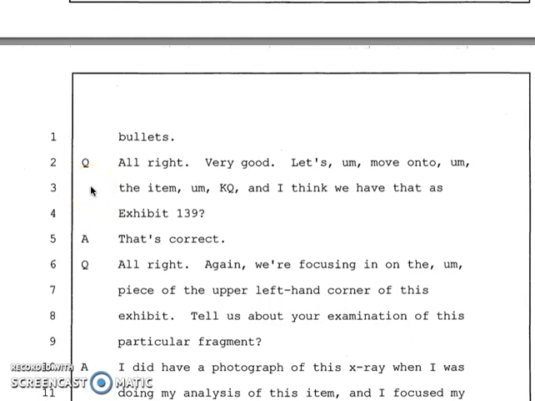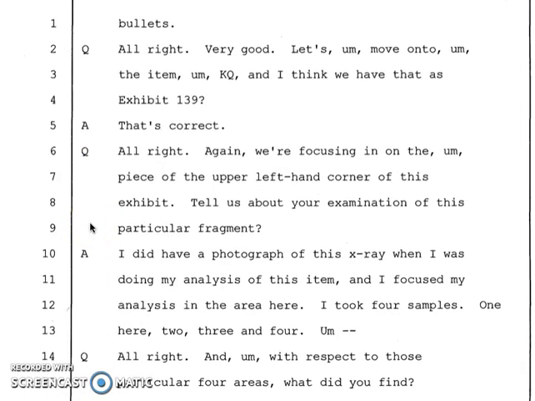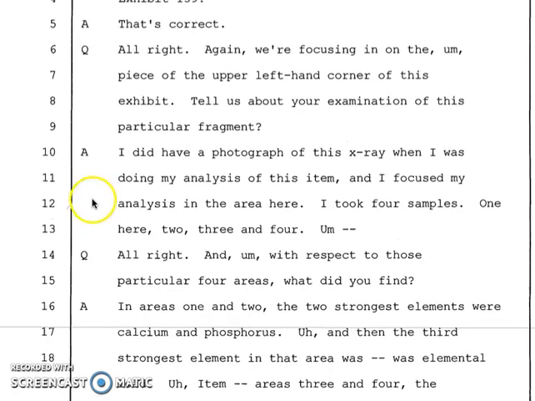Let's move on to the item KQ, and I think we have that as Exhibit 139. That's correct. All right, again, we're focusing in on the piece of the upper left-hand corner of this exhibit. Tell us about your examination of this particular fragment. I did have a photograph of this X-ray when I was doing my analysis of this item, and I focused my analysis in the area here.